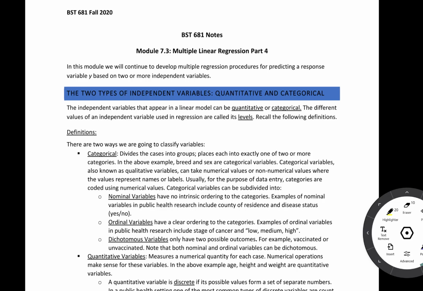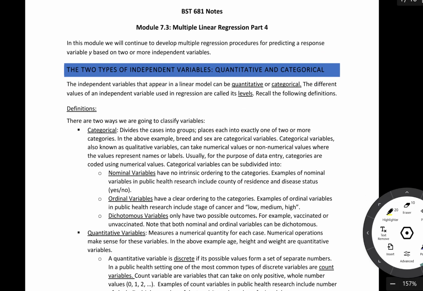In this set of notes, we're going to continue looking at multiple linear regression. This first page should be reviewed from earlier in the semester, so I'm going to let you read this first page on your own, but it's talking about the difference between quantitative and categorical variables.